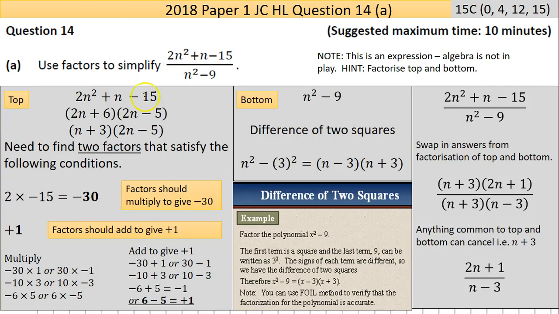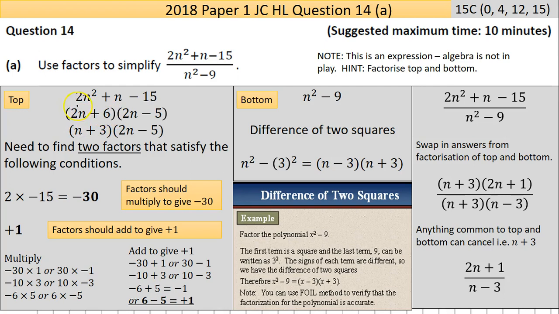Now, I've it done out here, so it's fairly full on. I'm trying to explain what's going on without dropping out too much of the content. So the answer here is 2n squared plus n minus 15. Now, this makes it a bit trickier because there's a number in front of the n squared. We can handle that, and we end up getting the factors, and I'll go through how we get them in a second: 2n plus 6 times 2n minus 5.